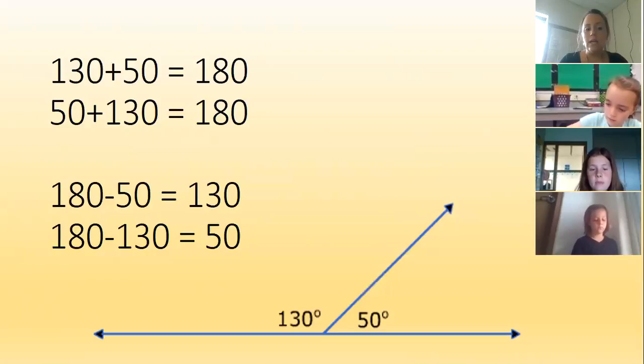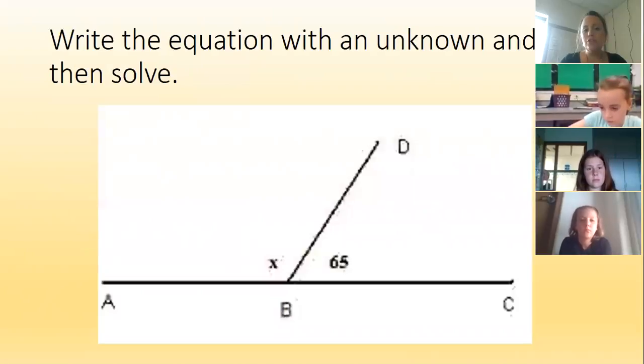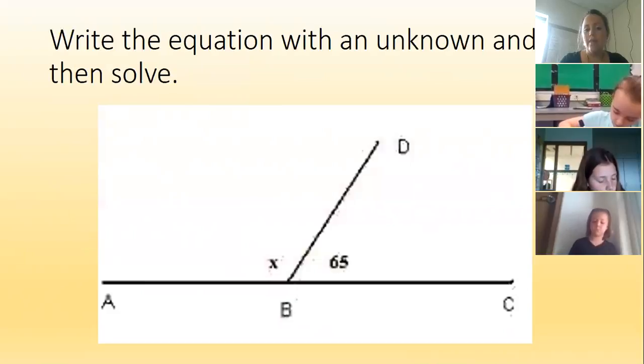We could have done 180 minus 50 to get 130, or we could have done 180 minus 130 to get 150. Okay? All right, what I'm going to have you do now on this next screen is use this supplementary angle to show me what x equals. But first, I'd like you to write your equation with an unknown to solve for it. So I want the equation with an unknown, and then come up with your answer. Go ahead and do that right now, ladies.